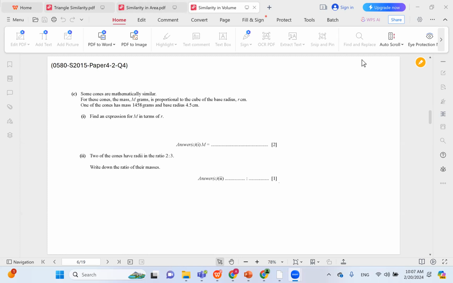So in order to find an expression for m in terms of r, first of all, we consider the proportionality expression. So the mass m is proportional, so equals k, to what? To the cube of the base radius r. So k times r power 3. And our target is to find the value of k. So we use one of the given values in order to find that. So we have m and r here. All you have to do is just 1,458 equals k multiplied by 4.5 to the power of 3.